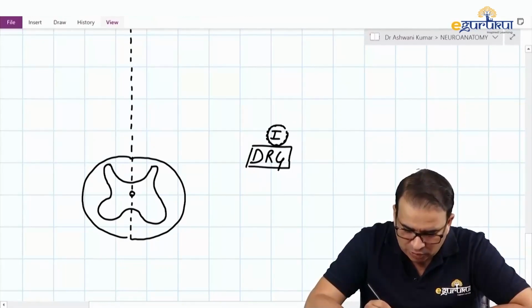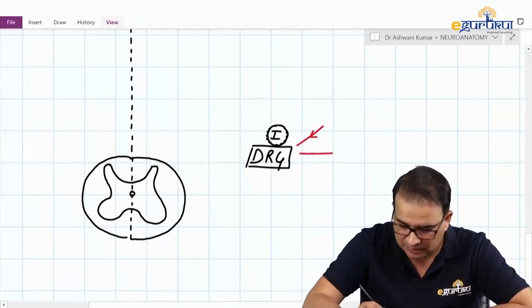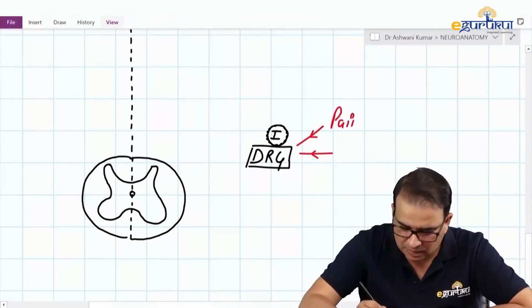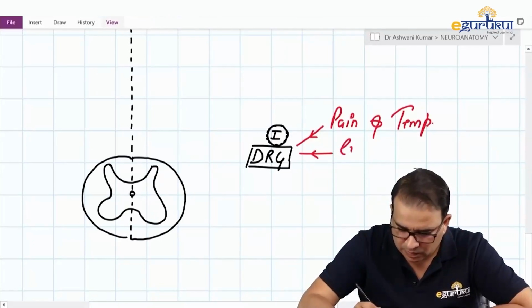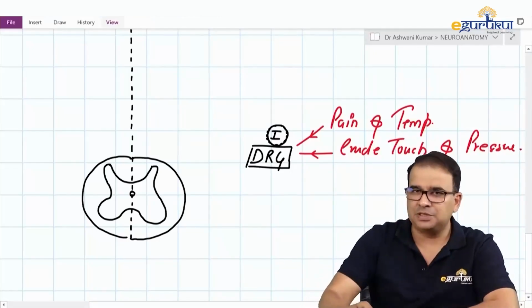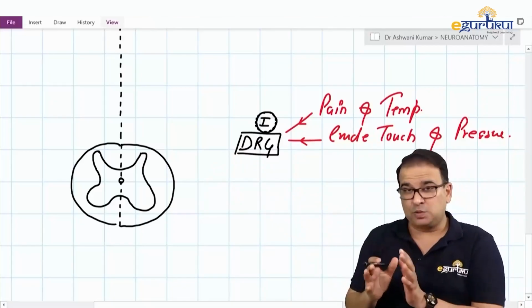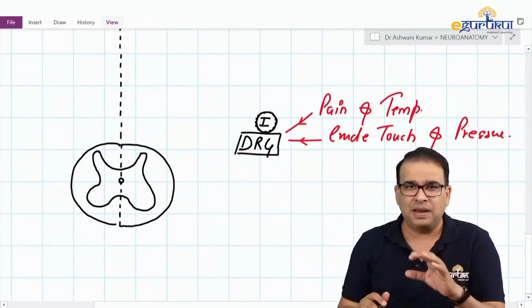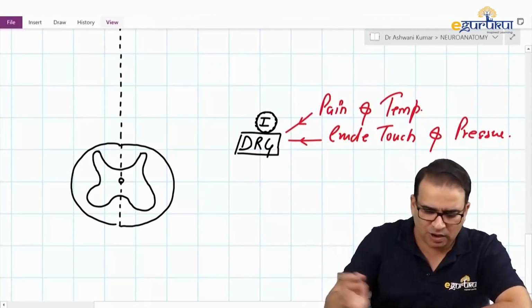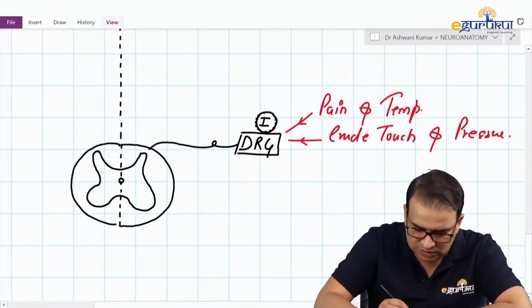Now, right now we are talking about the spinothalamic tract. That means the type of sensation which will be coming through this dorsal root ganglia are pain and temperature, crude touch and pressure. So all the sensation which are coming through the dorsal root ganglia inside right now, because we are talking specifically about one tract here, pain, temperature, crude touch or pressure, whatever it is, they're all collectively coming through the dorsal root ganglia into the dorsal horn of the spinal cord.